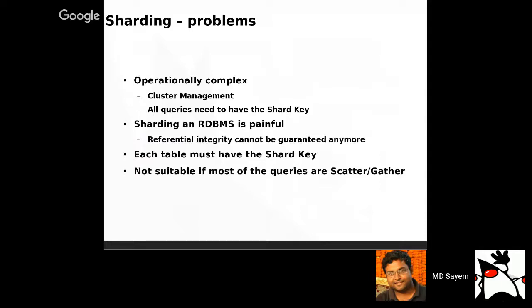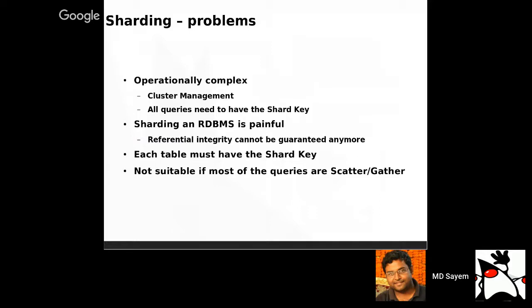Not suitable if most of the queries are scatter-gather. If most of our queries are scatter-gather, this approach is really not suitable. If, let's say, more than 40% of our queries are scatter-gather, where we have to scan through the whole cluster, then this approach simply doesn't work, because it will take just too much time to calculate the results, and it cannot be used to serve requests from an end user.